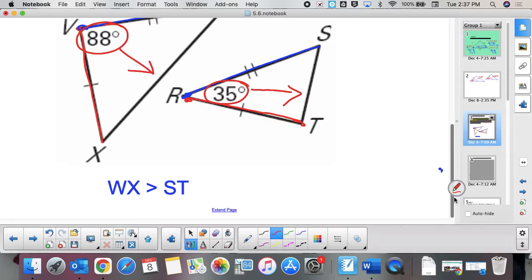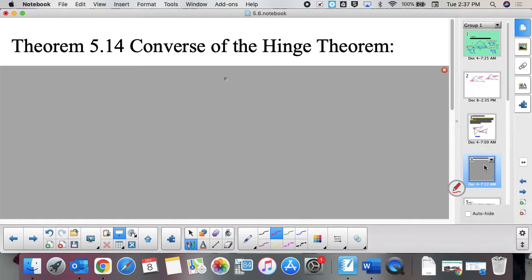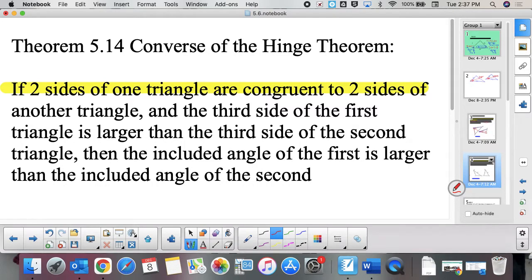Now, it's going to work the opposite way also. There is a converse to it. We can look at that third set of sides and make a comparison for your angles as well. Starts off the same way. If two sides of one triangle are congruent to two sides of another, and the third side of the first triangle is larger than the third side of the second, then the included angle of the first is larger than the included angle of the second.